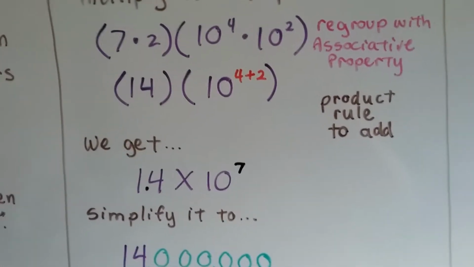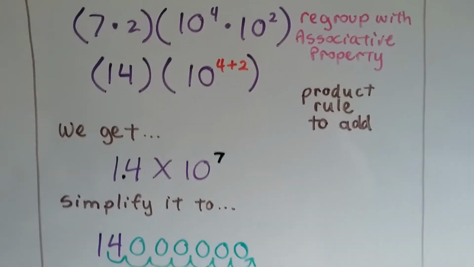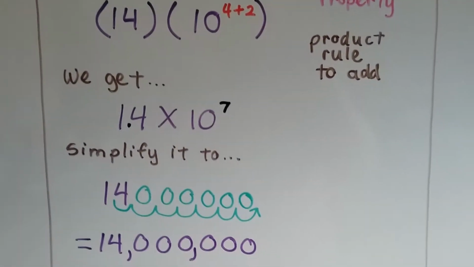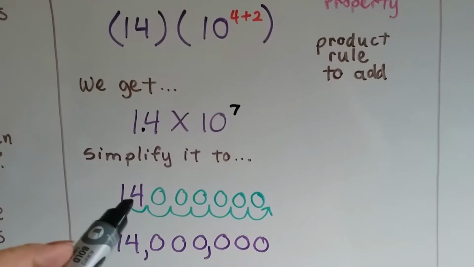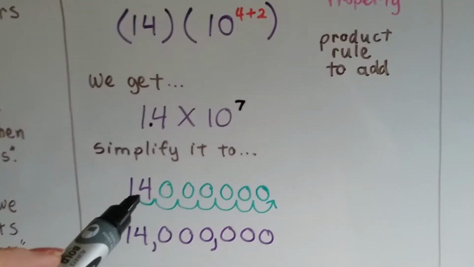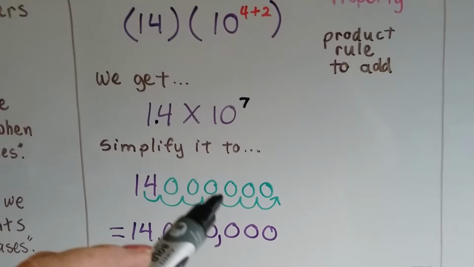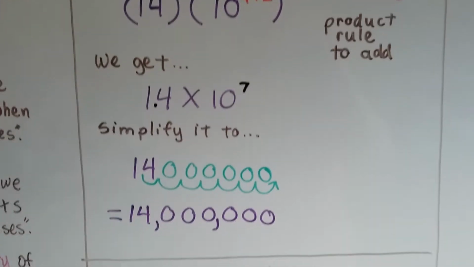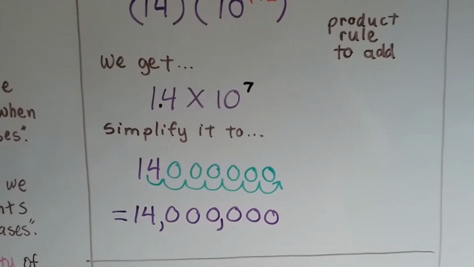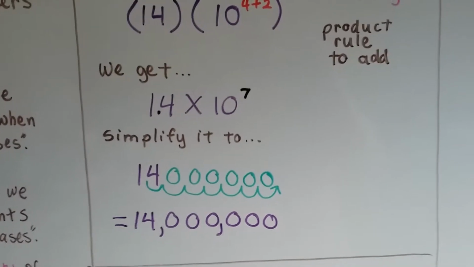And we can simplify this by just moving the decimal point. So if it's 1.4 and it's to the 7th power, we're going to move it 7 spaces. 1, 2, 3, 4, 5, 6, 7. We'll rewrite it as 14 million. See? So now it's simplified.